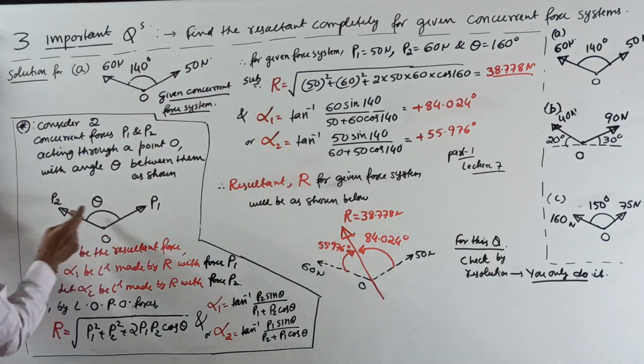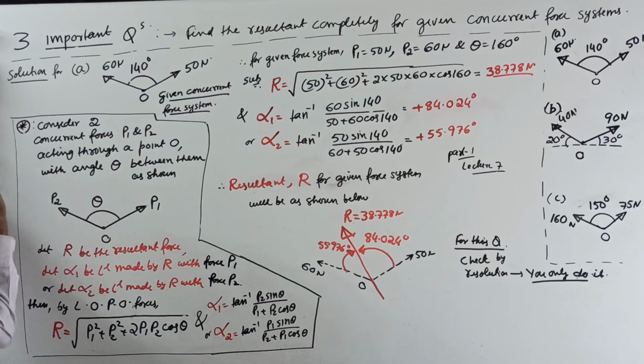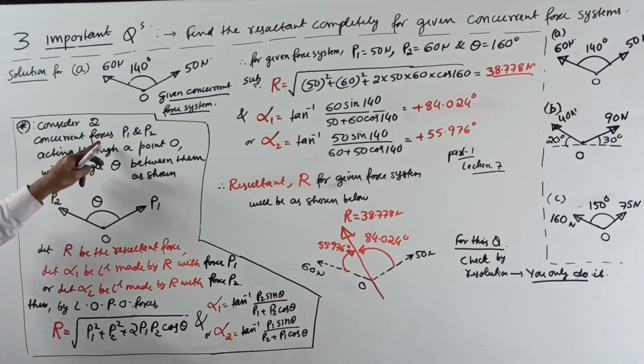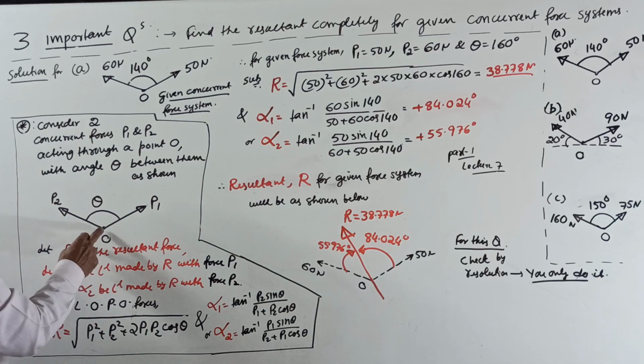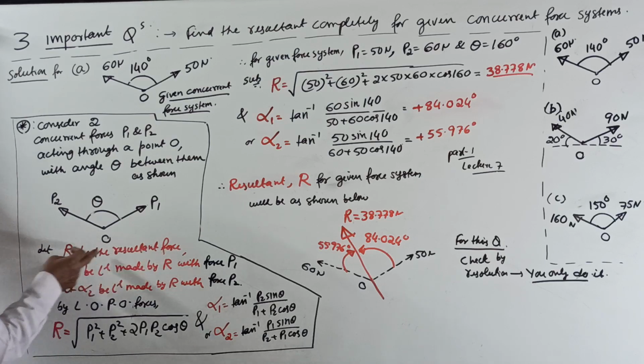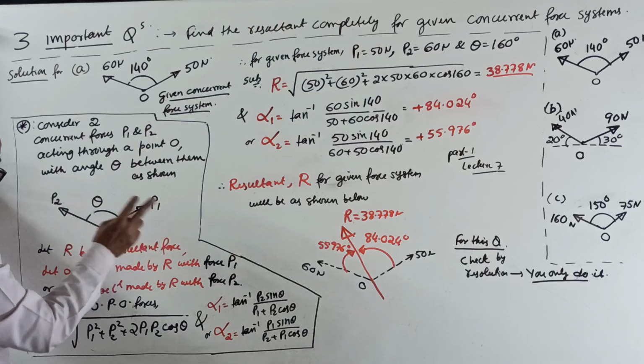Any one you take P1, the other you take P2, angle theta. So, I need not explain this one. Consider two forces P1 and P2 passing through a point O. Let angle theta be the angle between them. Let R be the magnitude of the resultant force.